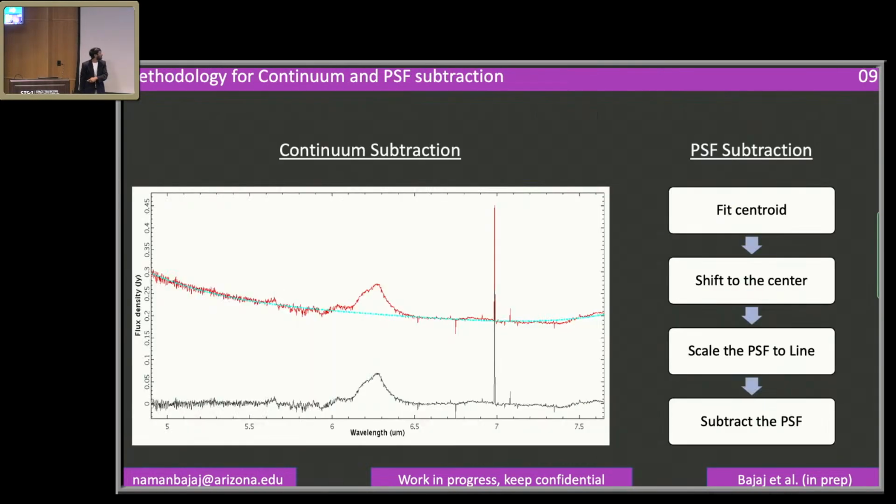Once we have these continuum subtracted maps, we also perform PSF subtraction to compare with the PSF. If it's bigger than the PSF, then we have resolved this emission. If it's the size of the PSF, then we have not resolved this emission.